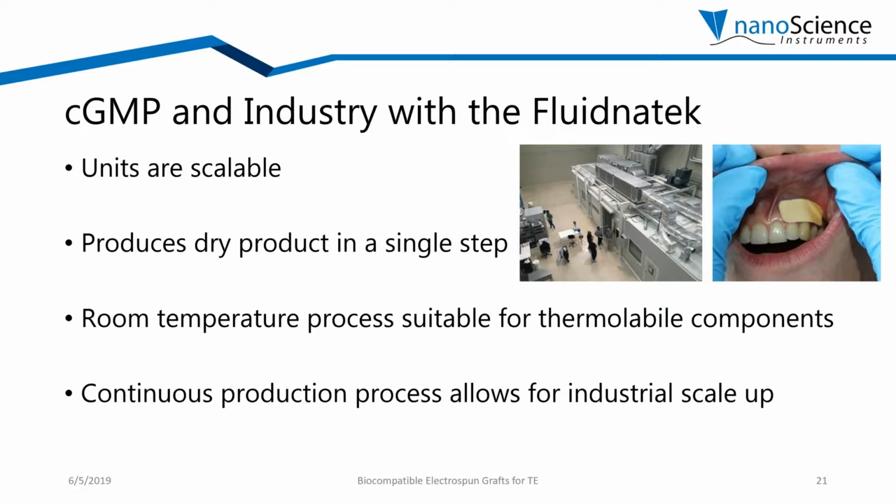Our units are GMP certifiable and also scalable, allowing the technique to be even scaled all the way to a production plant. As a matter of fact, Bionicia has the first and only GMP certified plant to produce particles and fibers for pharmaceutical applications. What you're seeing in the picture on the left is the GMP plant at Bionicia, which is the manufacturer of this Fluidnatek. And then the picture on the right is one of the products that they are currently making in that GMP plant, which I'll be talking about in a few slides from now.